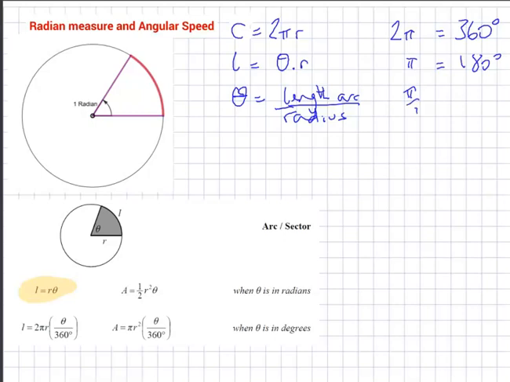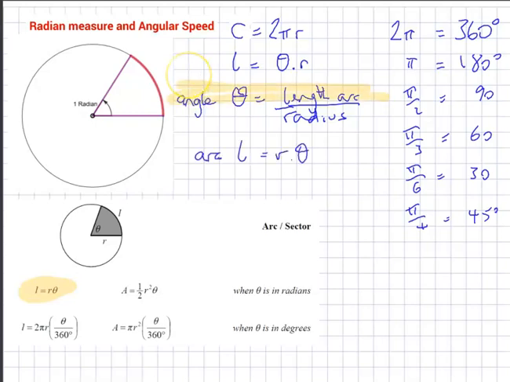So for example, 90 degrees is pi over 2, and other ones such as 60 degrees is pi over 3, and pi over 6 is 30. I suppose I shouldn't forget pi over 4 is 45 degrees. So they're the standard conversions, and you can effectively find them all in the formula tables book within the table of sine, cos, tan ratios.